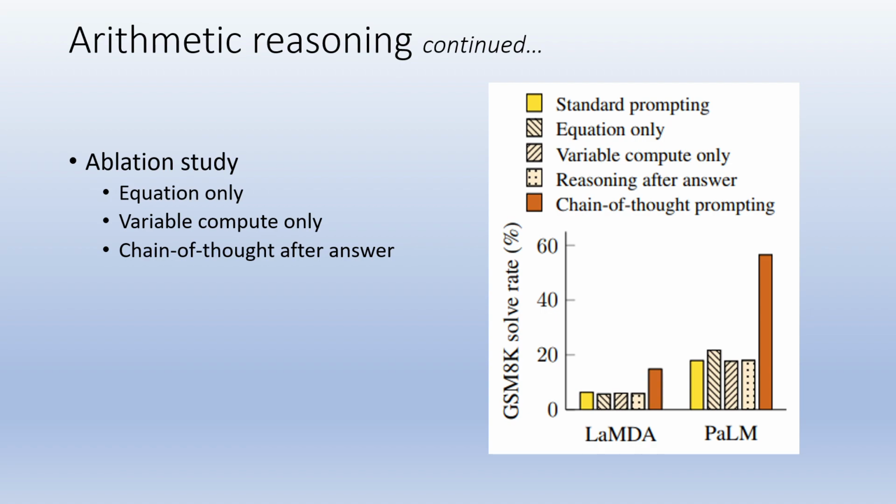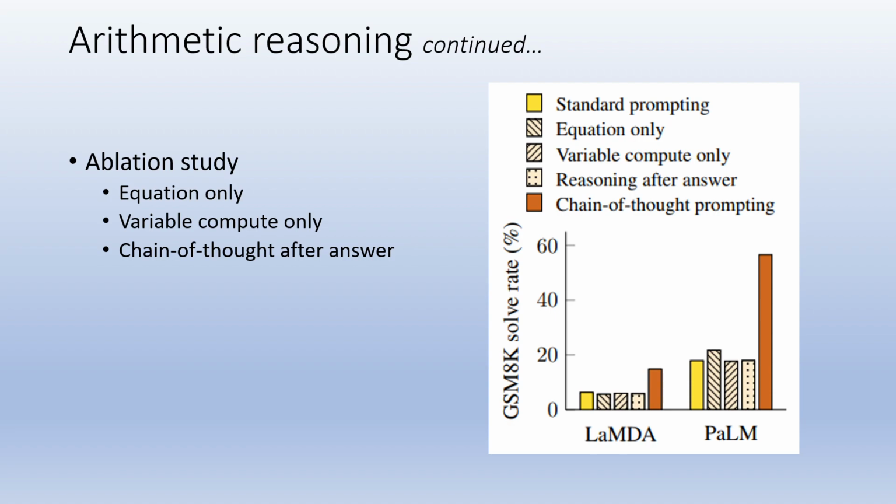In the second case, variable compute only. The intuition is that models with chain of thought prompting perform much better because of the additional computation that can be given to more complicated problems. When we test this, we see that again these models with variable compute do not perform much better than the baseline models, which leads us to believe that chain of thought prompting not only provides variable computation, but there is something more that it provides apart from that, which is needed.